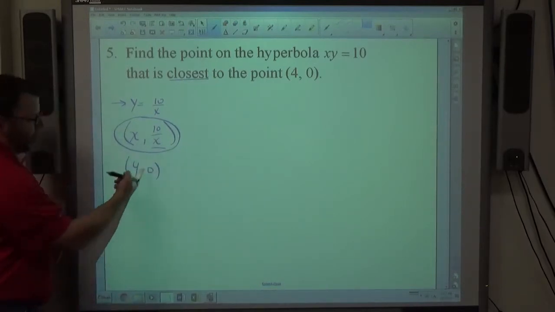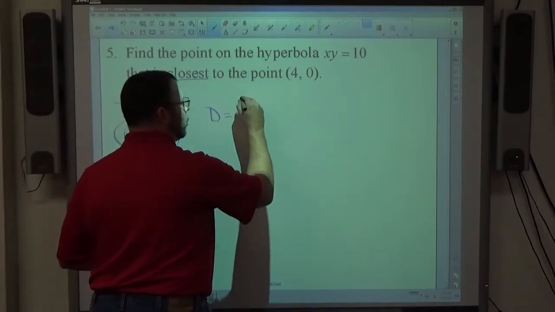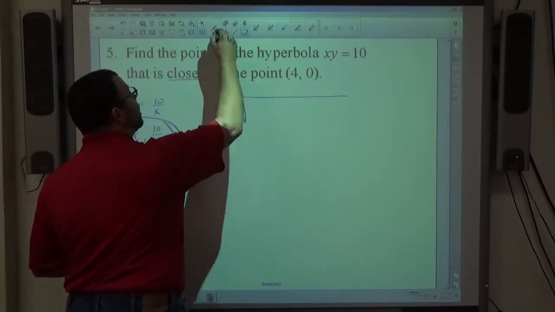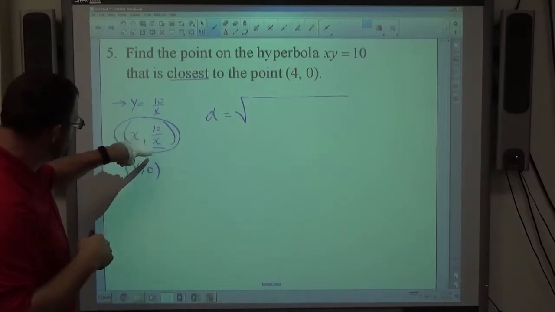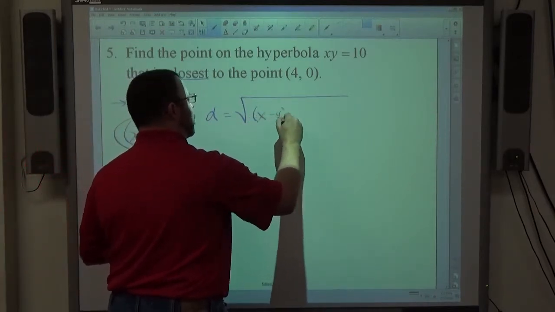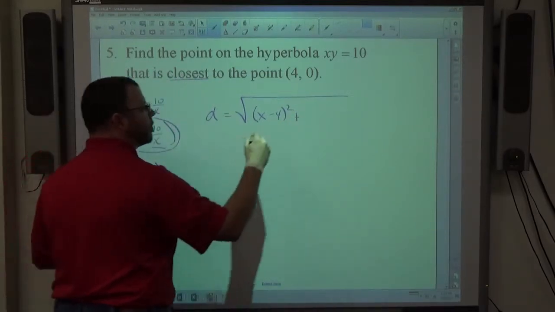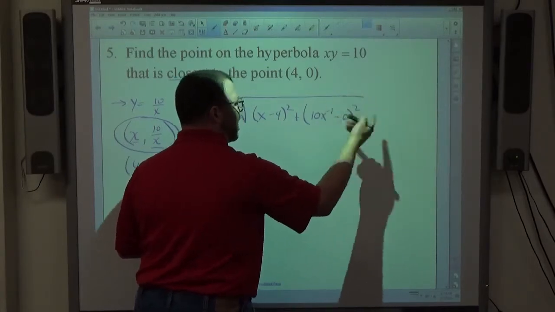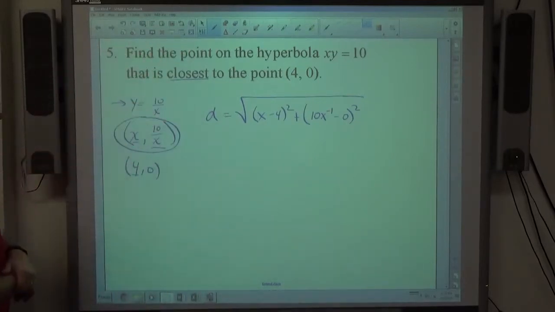And the distance between points in the plane is just the distance formula there. So the distance between these points, let's go with a little d for that, is the square root of (x minus x squared) plus (y minus y squared). So x minus 4 squared, each of the x coordinates squared, plus y minus y squared, so that's going to be 10x to the negative 1 minus 0 squared. I'm going to end up doing a derivative at some point, so getting a negative power there is probably better than having that 10 over x structure.